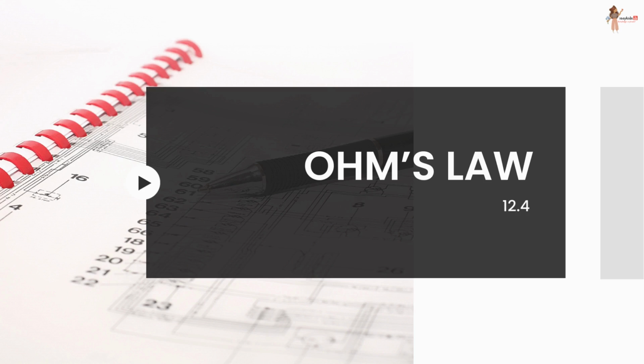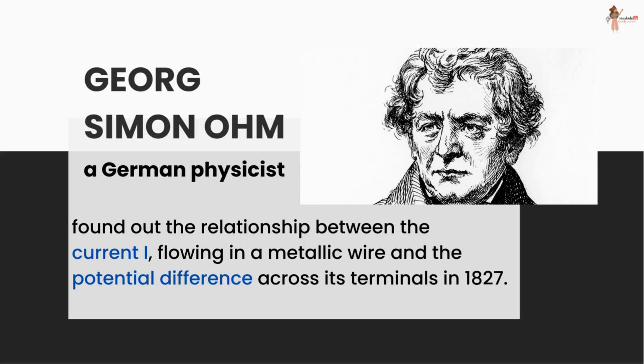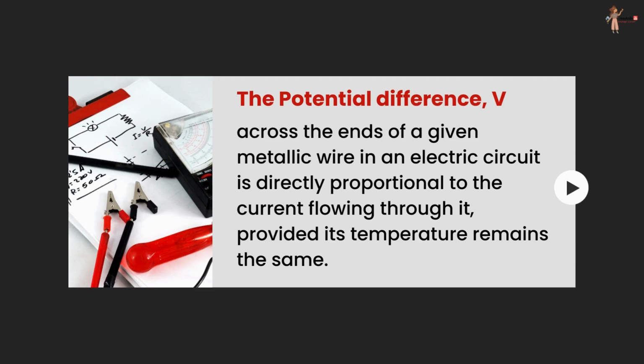Let's see Ohm's law now. In 1827, a German physicist, Georg Ohm, found out the relationship between the current I flowing in a metallic wire and the potential difference across its terminals. The potential difference V across the ends of a given metallic wire in an electric circuit is directly proportional to the current flowing through it, provided its temperature remains the same. That means it varies with the change in temperature.